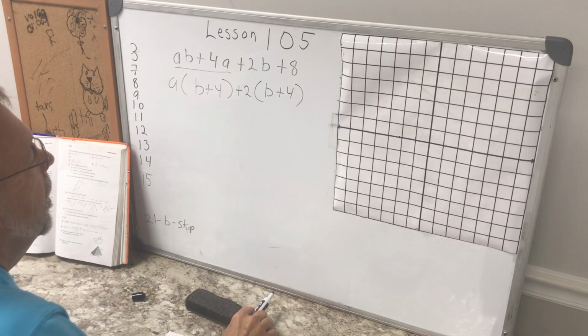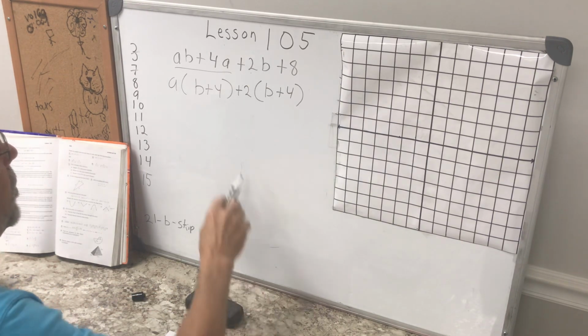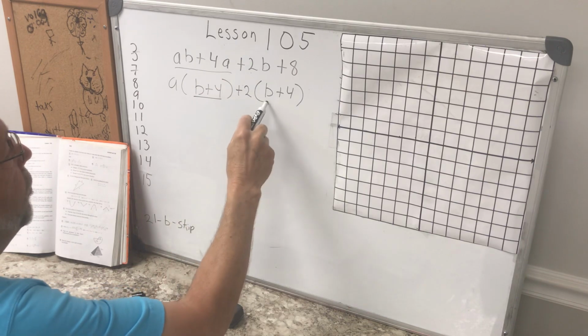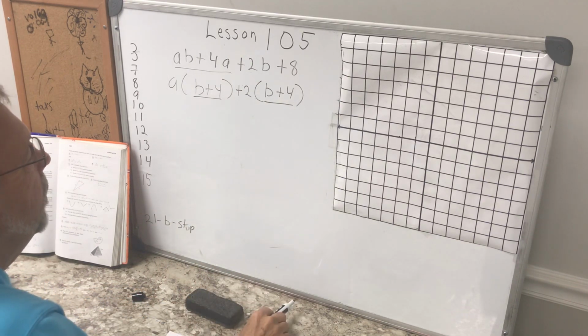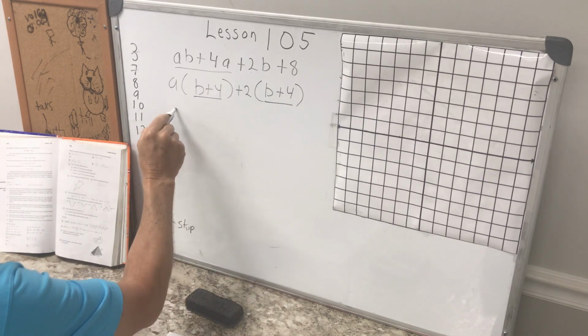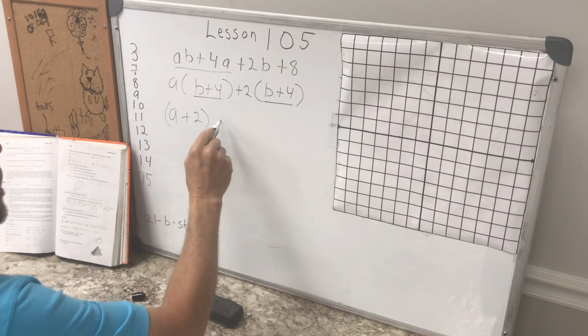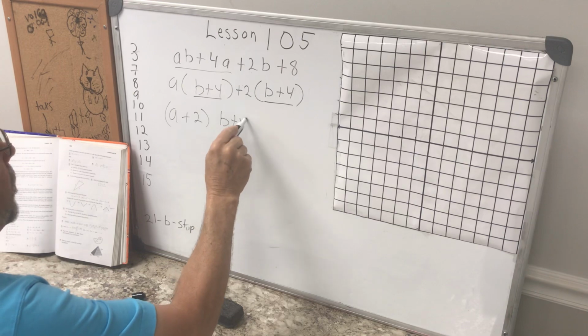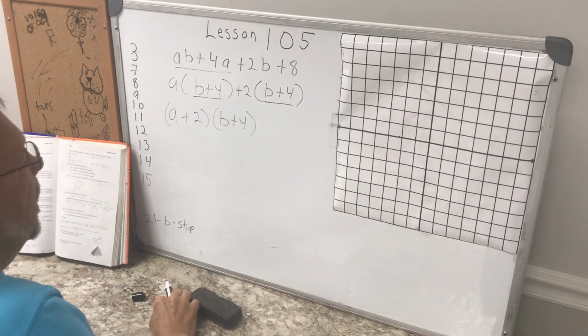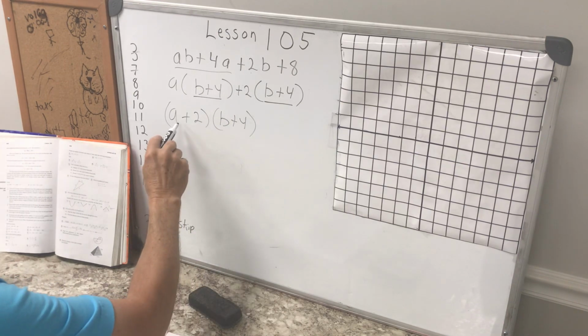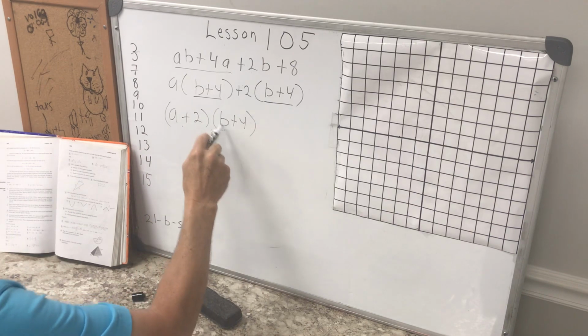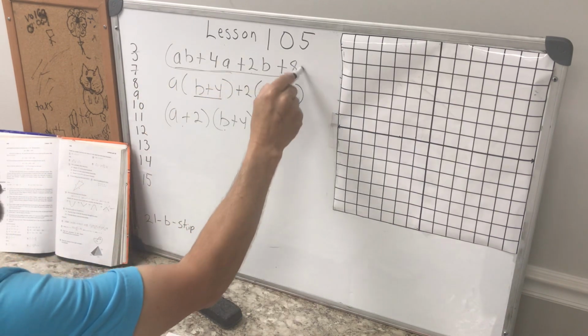Again, left inside the parentheses. Does this look the same? B plus 4, B plus 4. That's what we're looking for. Now we do the A plus 2 and the B plus 4. And again, if we would multiply this back times this, we would come out with the original terms.